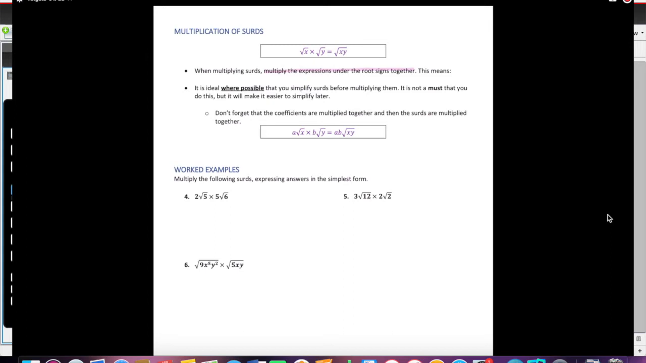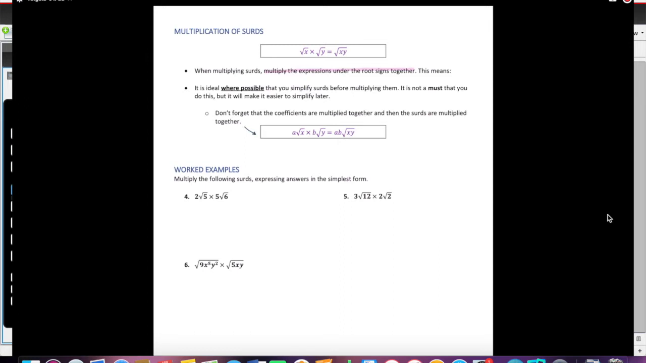So again, I've written another rule down below where I've written a times root x times b root y is equal to ab root xy. So hopefully you can follow along with that, with what I've just said above in the theory with the rule there.